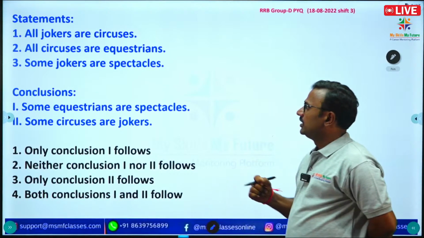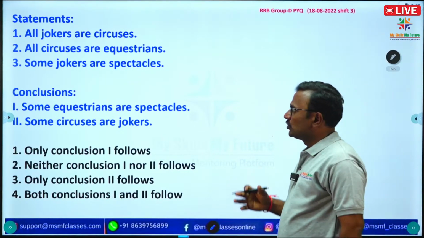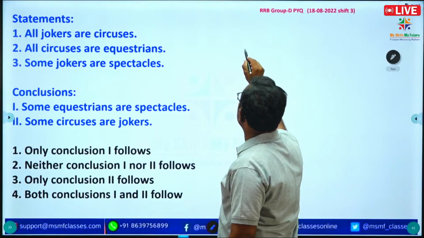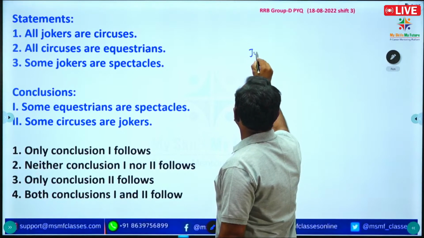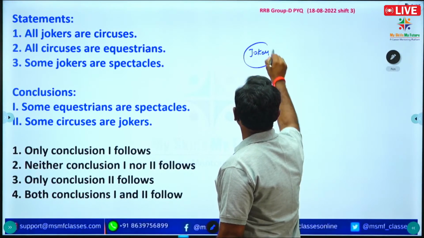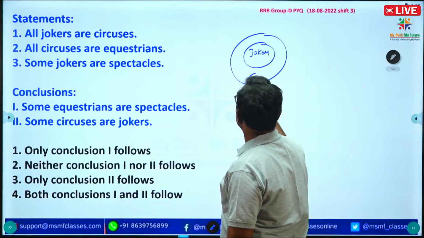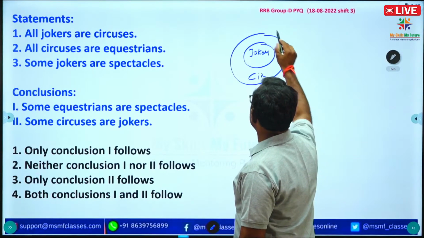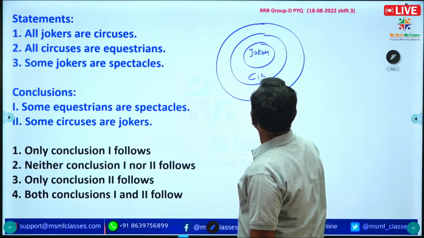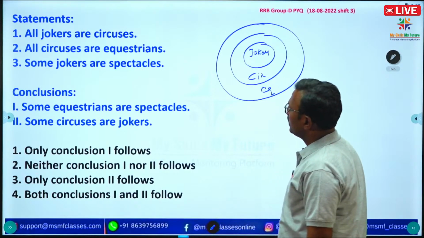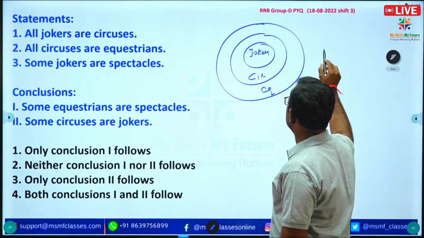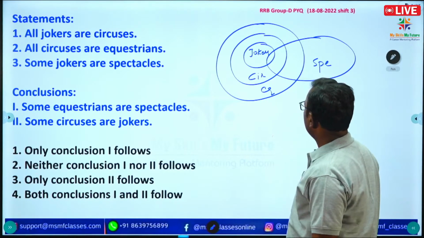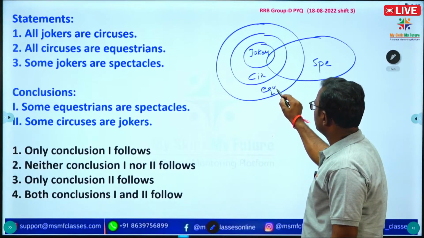See here, a syllogism question is given. All jokers are circuses. I am writing simply CIR. All circuses are equestrians. Some jokers are spectacles. Right, so that is the statement.